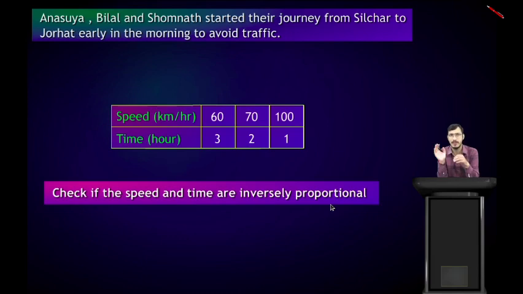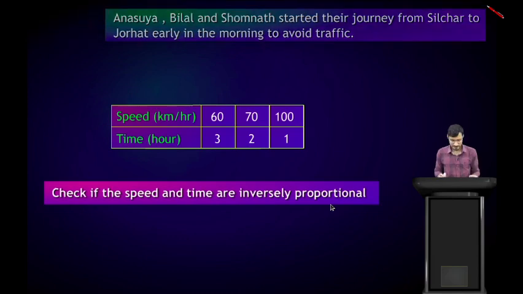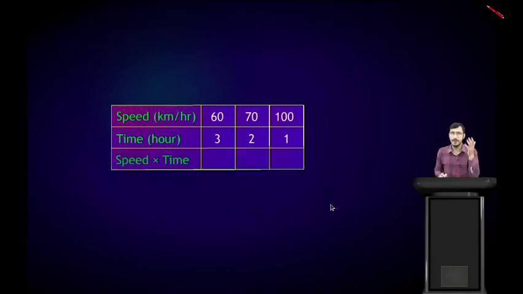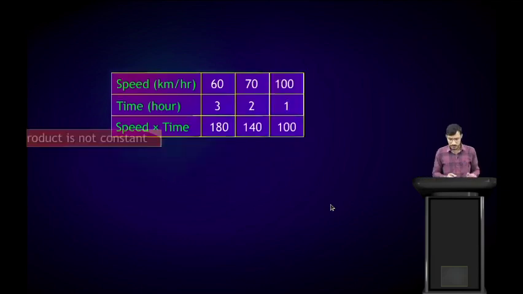Can you check this, students? Yes, let's do it. The condition of inversely proportional means the product of speed and time will be constant. So here 60 into 3 is 180. In the second column 70 into 2 is 140, and in the third column 100 into 1 is 100.